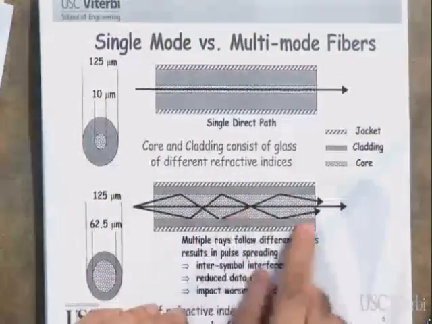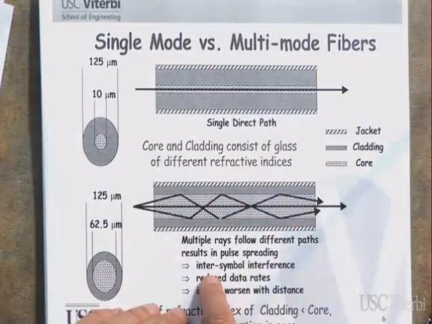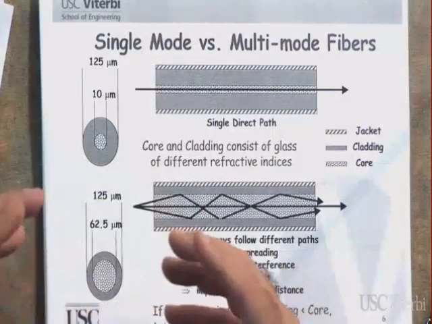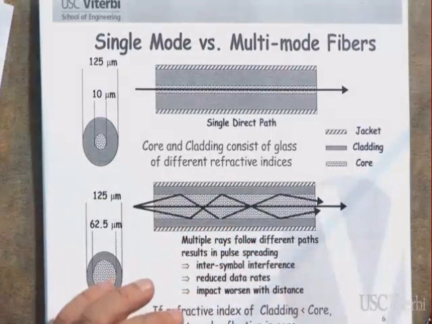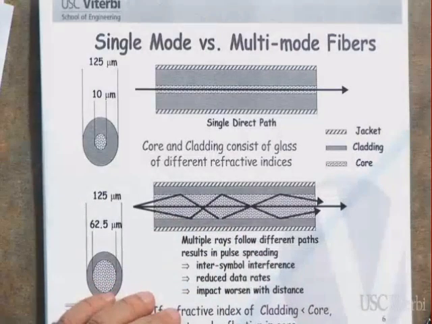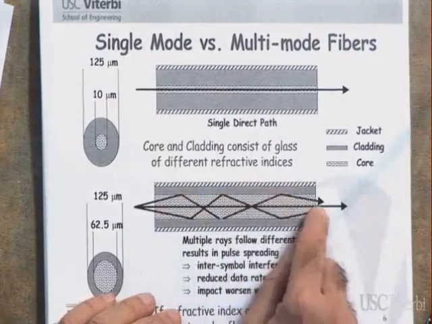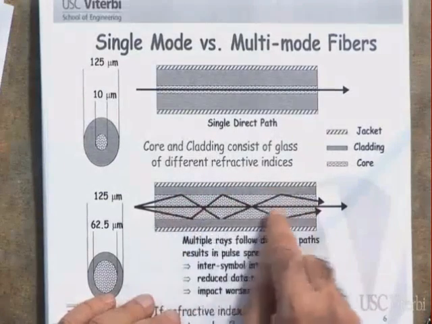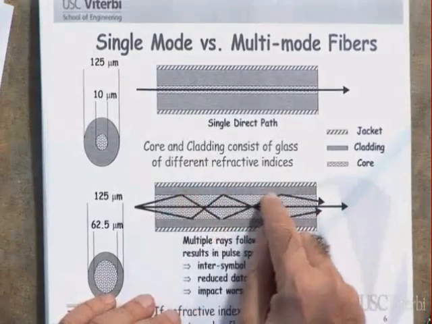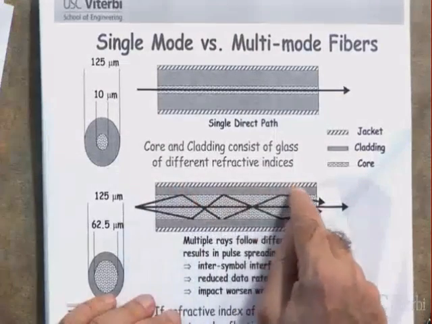And this multipath results in what is known as intersymbol interference. Intersymbol interference means one symbol is going to interfere with the next symbols, and so on. The reason is that they are going to come at different delays. This one will travel faster than this one, because this one will go through a longer path.